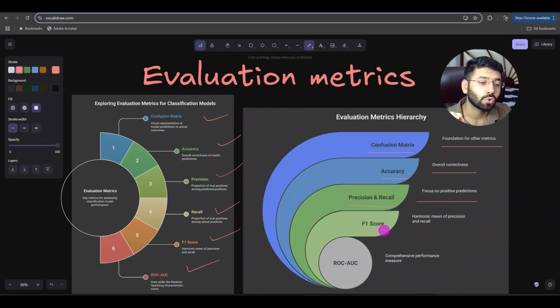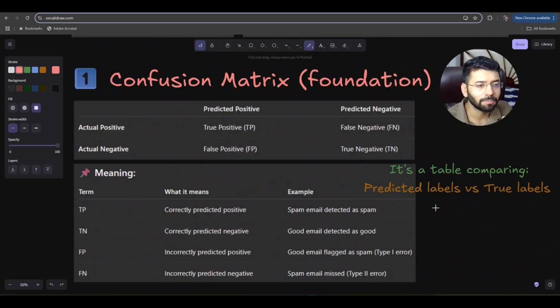Talking about the F1 score, this is kind of the harmonic mean of precision and recall. And then ROC AUC is a comprehensive performance measure. So these are all common parts of evaluation metrics, and these are used to measure how good your machine learning model is. So let's talk about each of these in detail. Let's first talk about the confusion matrix.